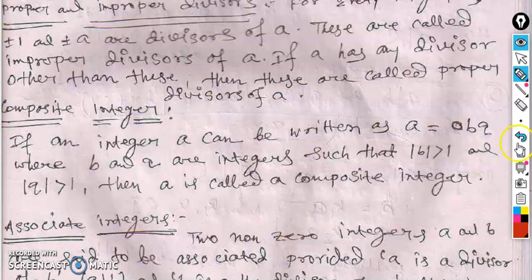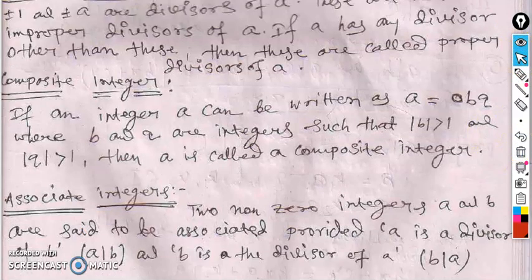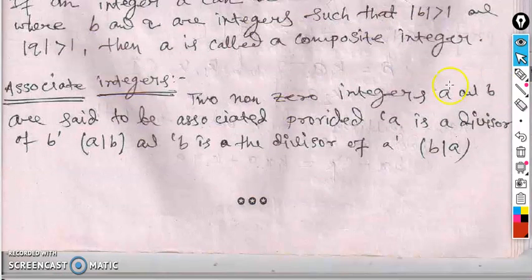So the next one is the associative integer. It's also very important. Two non-zero integers a and b are said to be associated provided a is a divisor of b and b is a divisor of a. Exactly for that reason we say a and b are associative numbers.